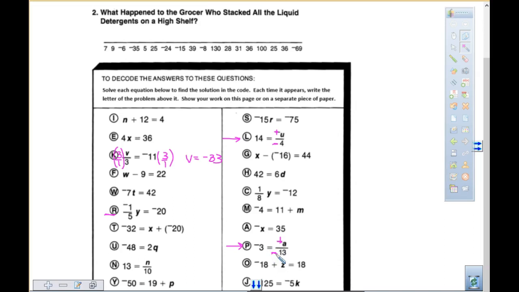So, in letter L, what we are saying is that 14 is equal to u divided by negative 4. The opposite of dividing by negative 4 would be to multiply both sides by negative 4. So that's like negative 4 over 1. So that on this side, negative 4 over negative 4 cancels. And on this side, yes, you may use your calculator, negative 4 times 14, so that u equals, okay?